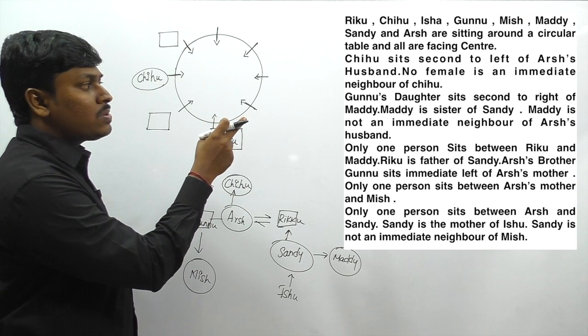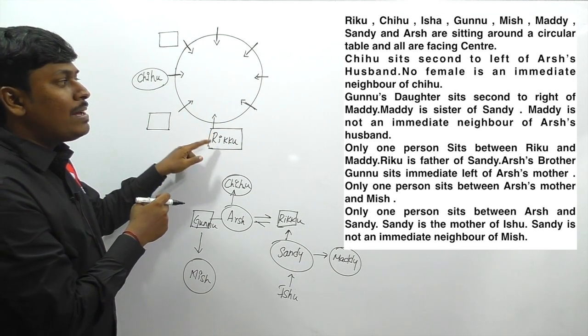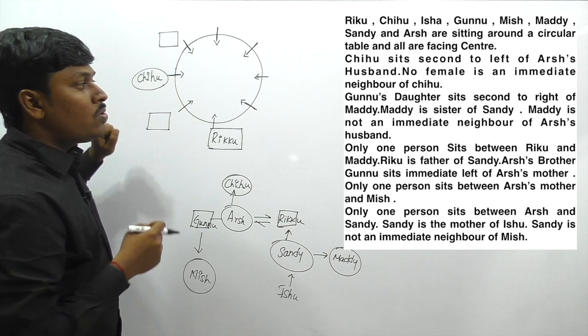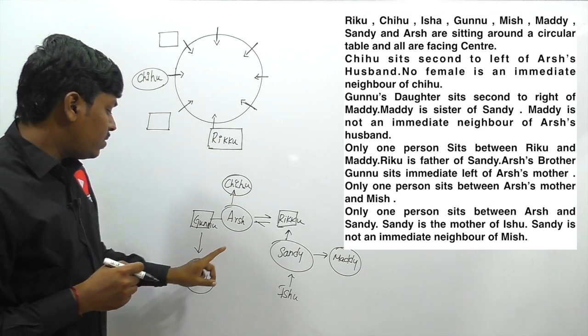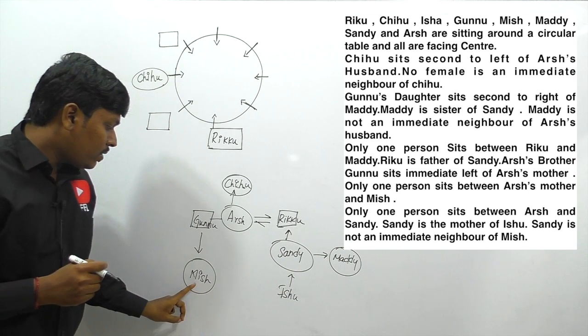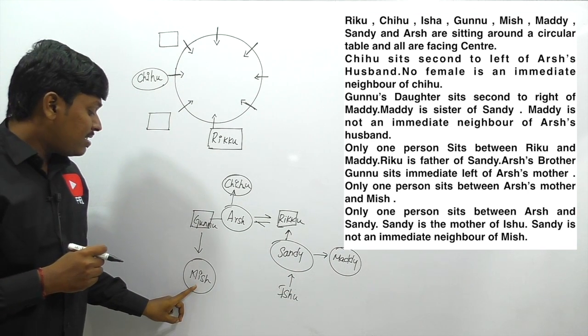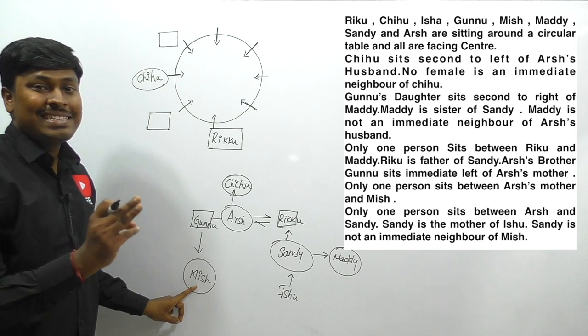So first point, Chikku sits second to left of Ash's husband. No female is an immediate neighbor of Chikku. Gunnu's daughter sits second to right of Maddie. So friends, on Maddie's right hand side is Gunnu's daughter. We know that Gunnu's daughter is Mish, right? And Mish is a female, right? So on Maddie's right hand side, at the second place, Mish.